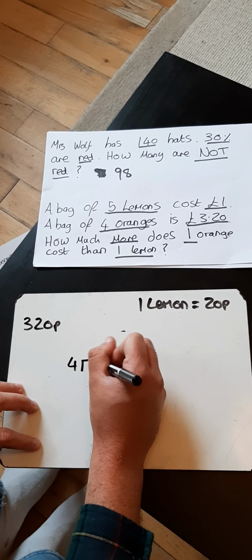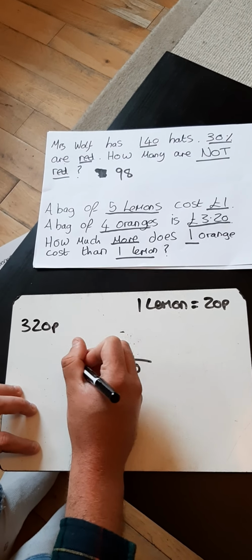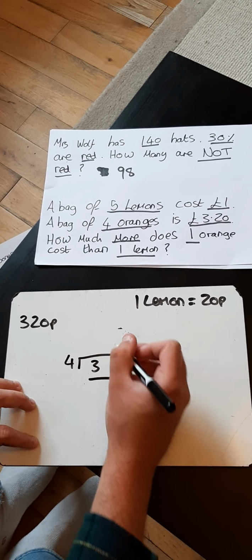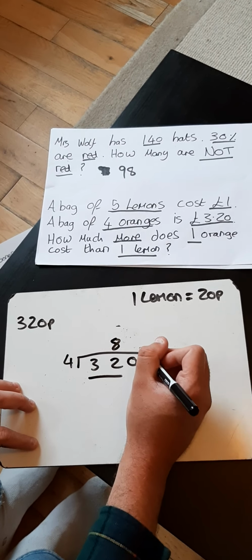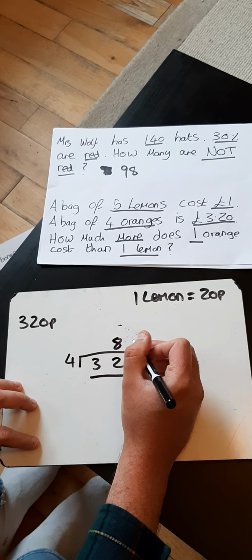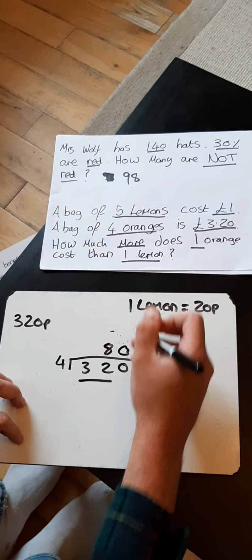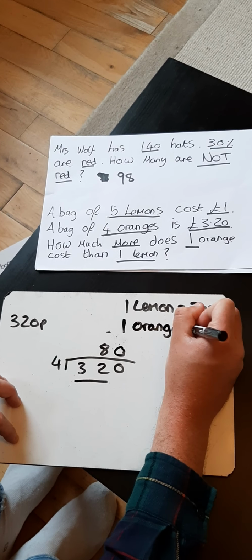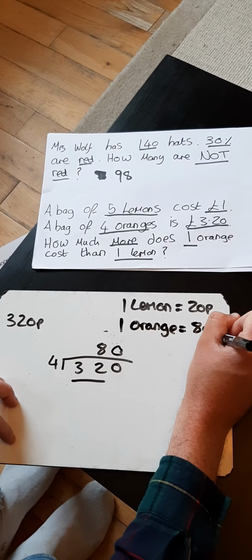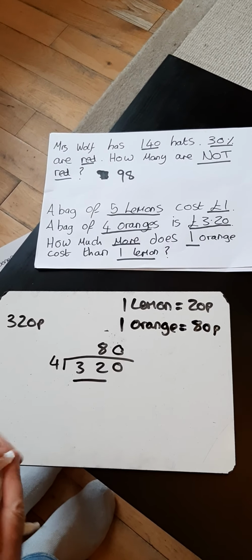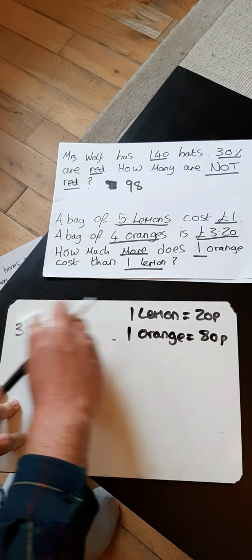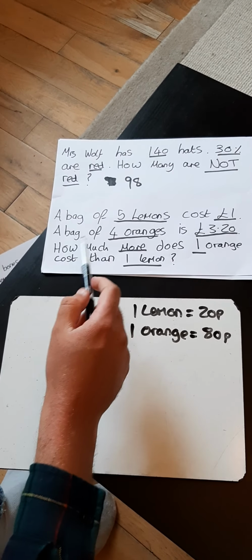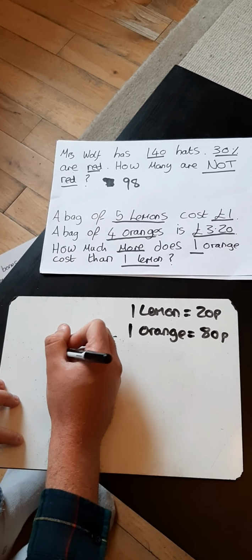So 4 oranges. We know that 4 does not go into 3, so we underline it. 4 goes into 32 8 times, and 4 doesn't go into 0, 80. So 1 orange equals 80p. Bad inflation prices there. So last thing we need to do is work out the difference, because it says how much more does 1 orange cost than 1 lemon.